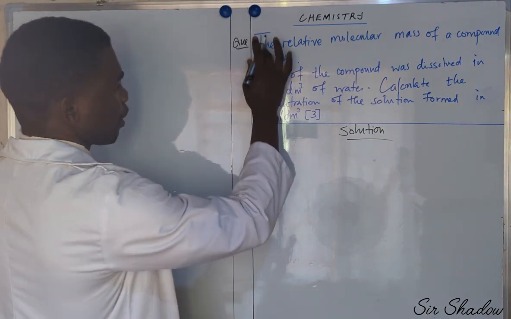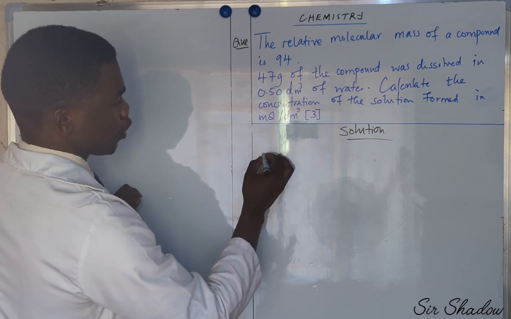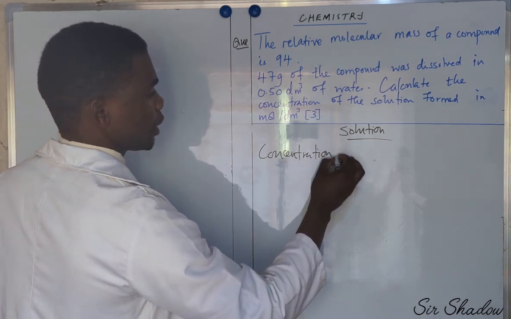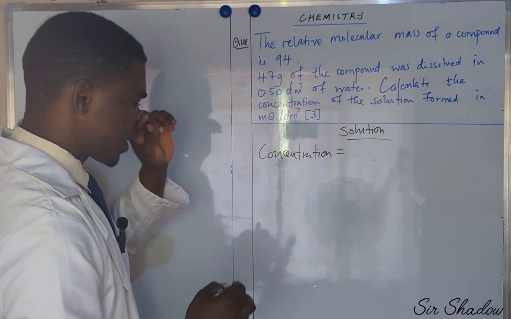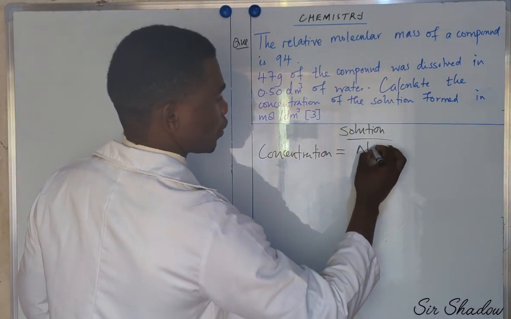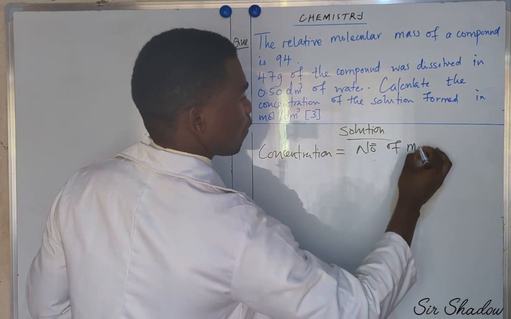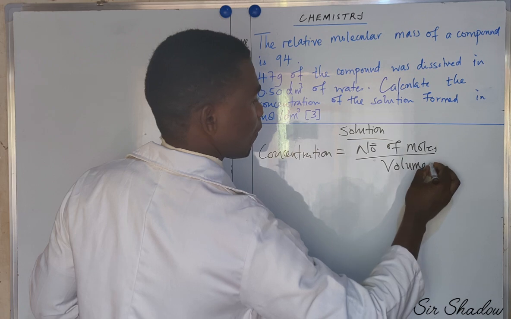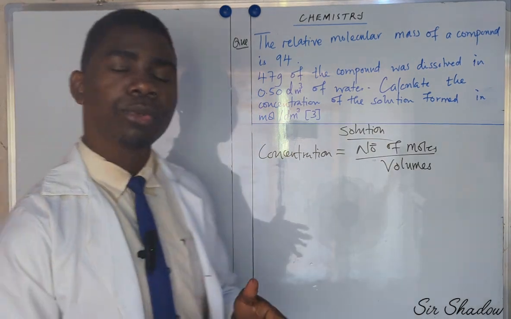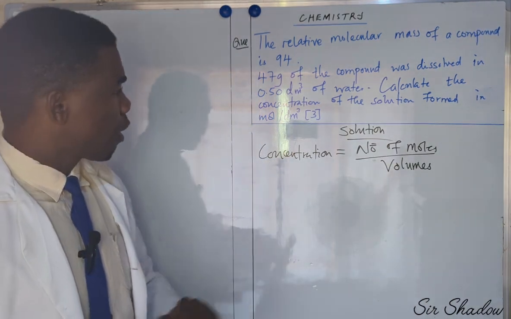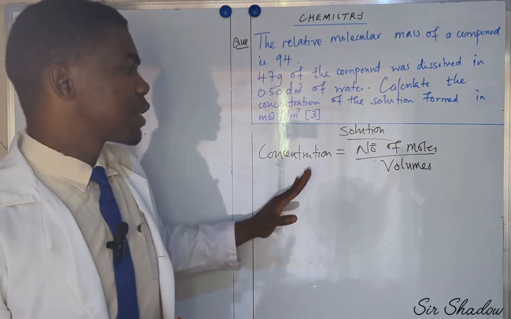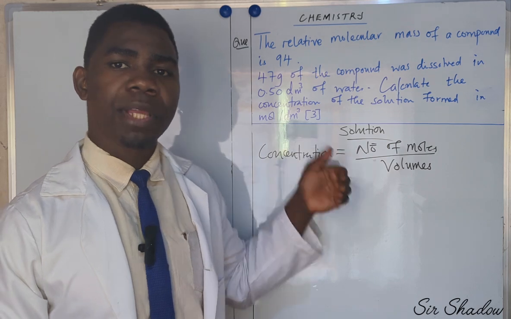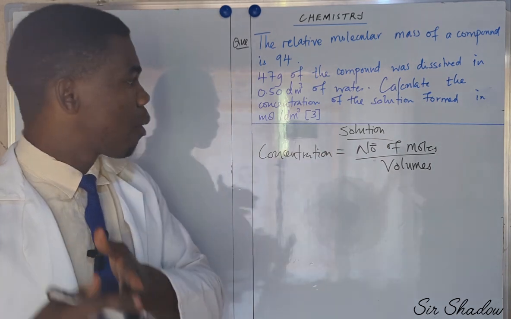All right. So for us to calculate the concentration here, concentration is equal to number of moles over volume. Just remember, concentration is always given in the units mole per dm3.